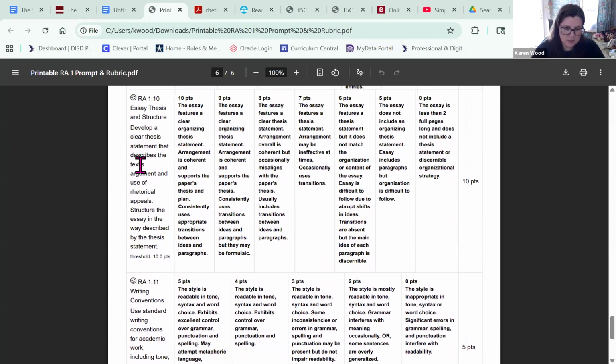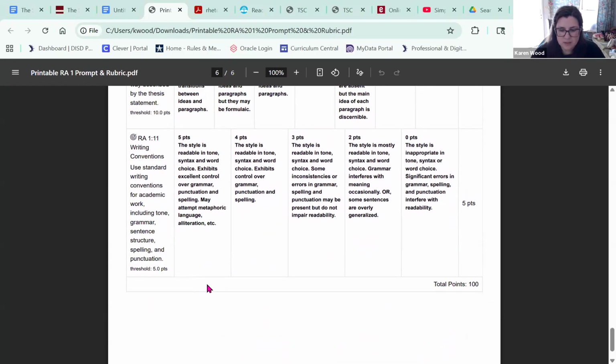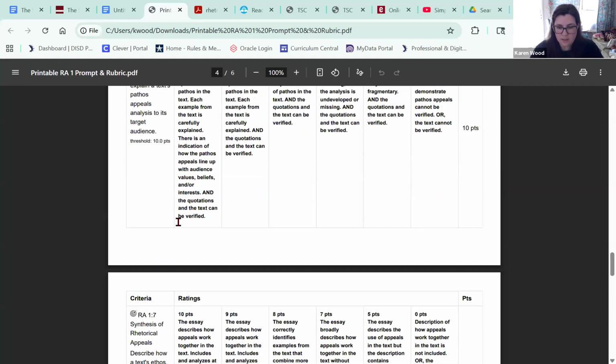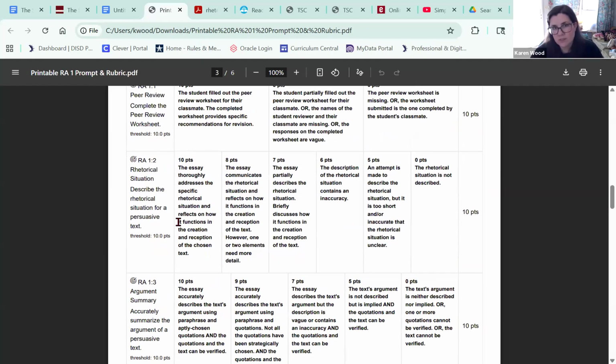Included in this, we have to have a thesis and we have to have a structure that makes sense. If you follow my outline, you will have a good structure. And then we have to use correct writing conventions. So we need to make sure that things are spelled correctly, our sentences are structured correctly, and so on and so forth. Okay. Now, so far, if we're doing things the way I've been describing, we've got all of these bases covered. So we should be getting minimum points just for having this stuff.